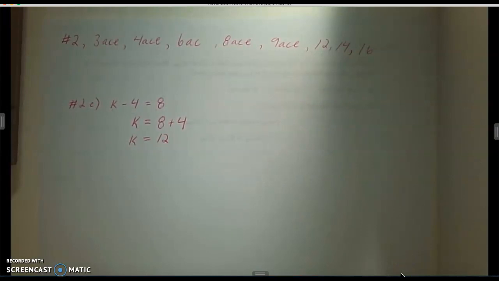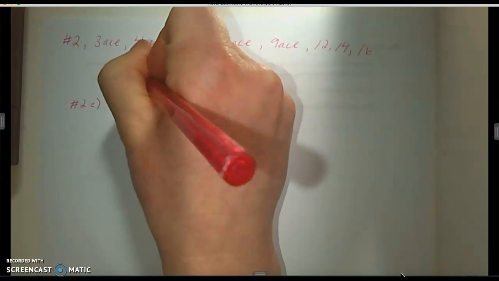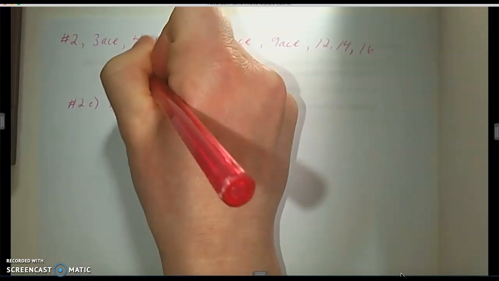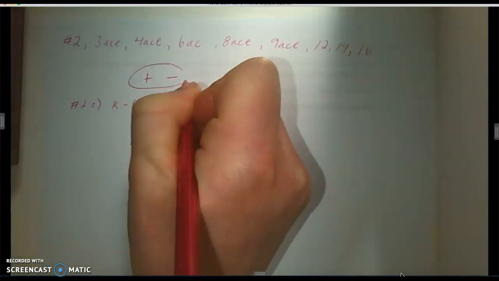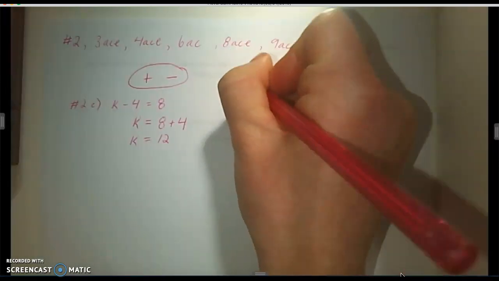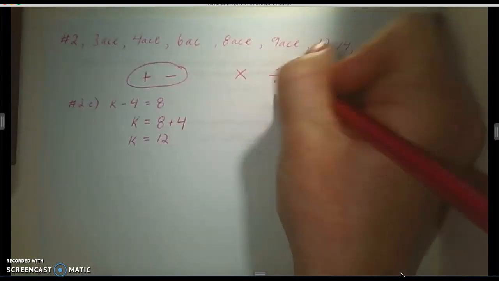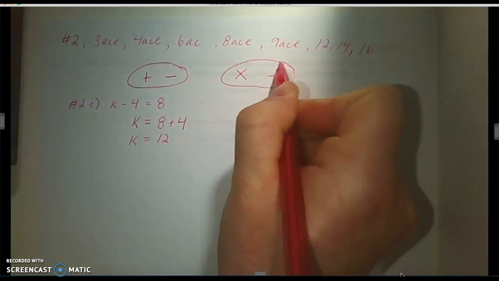Okay? So that's the idea of inverse operations. We have 4 operations we're going to be dealing with. Addition and subtraction, which are inverses of each other. And then we have multiplication and division, which are inverses of each other.